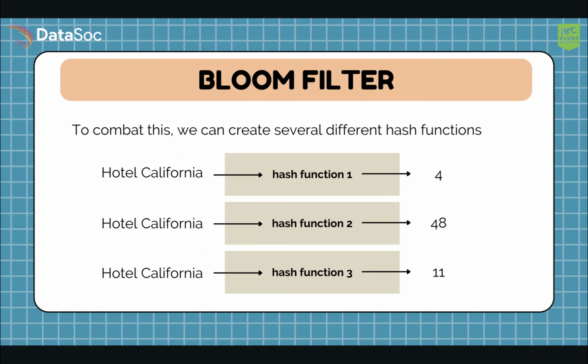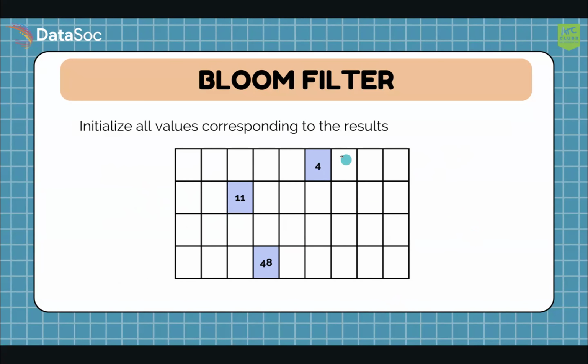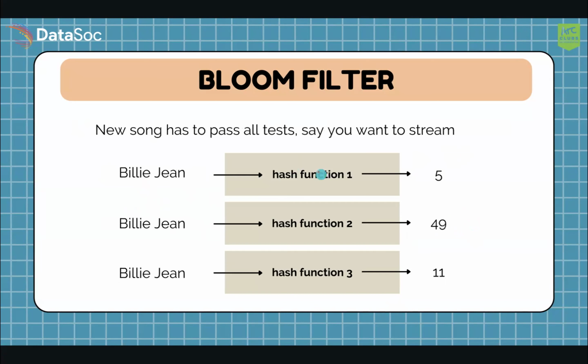either a more complex hash function or several different hash functions. So let's say we have many hash functions, right? And we put the song Hotel California through them. It gives us these three values, 4, 48, and 11. So we'll initialize the bits for all of these to 1, right?